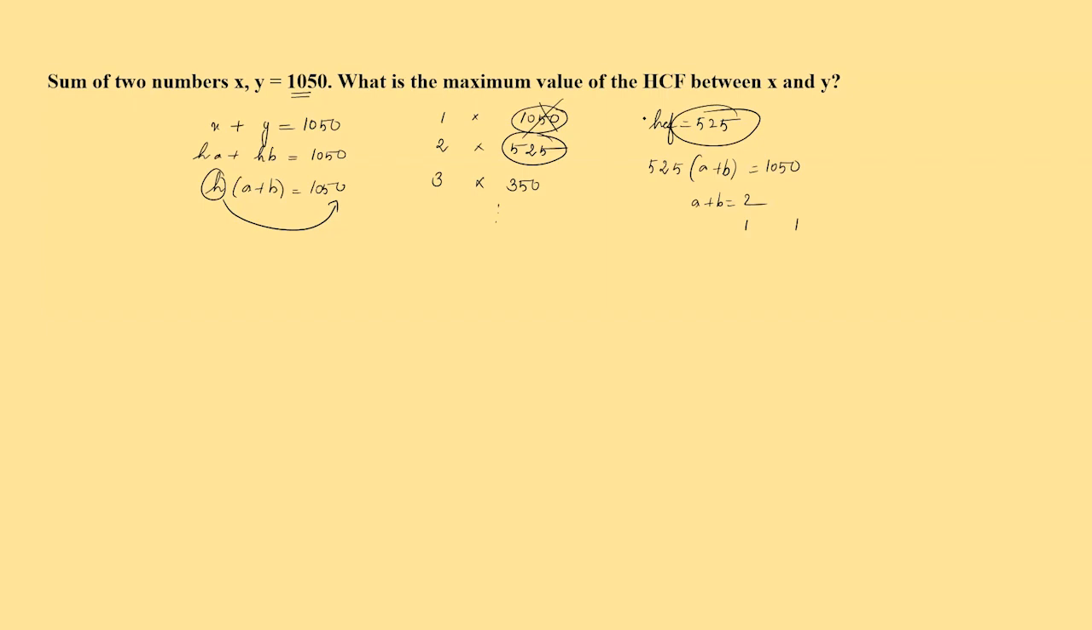So now here I just give you a slight twist. Please figure out this. If x and y are distinct, in this case, a and b is equal to 1 comma 1. So what will happen is h into a is going to be nothing but 525 into 1, and this is also going to be 525 into 1. So both the numbers are going to be the same. But now here if x and y are distinct, then what's going to be the maximum value of the HCF? 30 seconds for this.